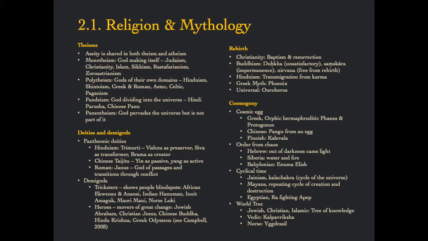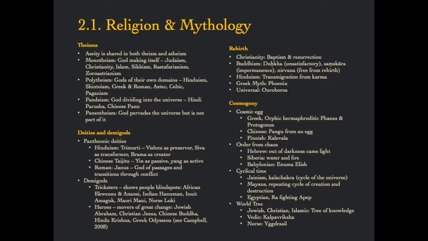And we find examples of this in the Greeks with the Orphic tradition of the hermaphroditic Phanes and Protogonos. And we also see this in the Chinese Pangu, hatching from the egg and dividing into everything in the world, which we had mentioned earlier before. And then the Finnish Kalevala.